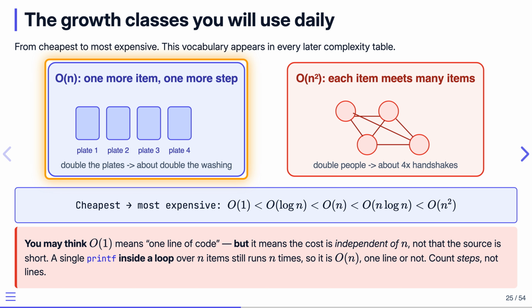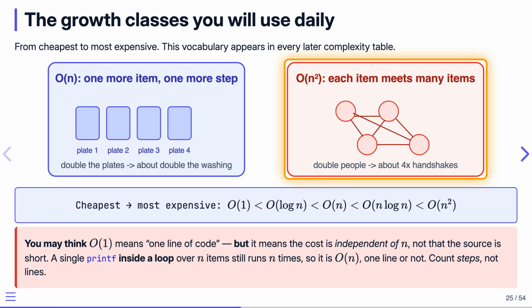These are the growth classes you will use every day. Start with big O of n. Think of washing dishes. 1 more plate means 1 more wash. So if you double the plates, you roughly double the work. The cost grows in step with the pile.